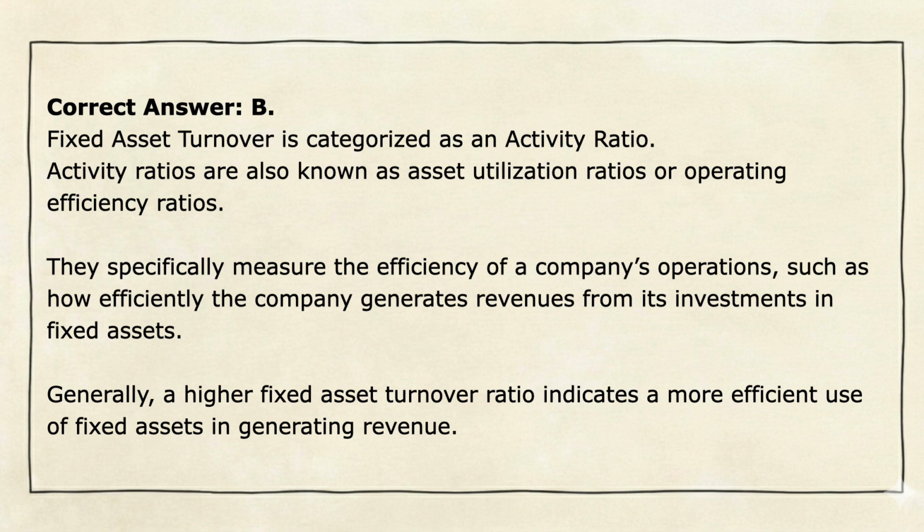Correct answer, B. Fixed asset turnover is considered an activity ratio. Activity ratios are also called asset utilization ratios or operating efficiency ratios. These ratios help us understand how well a company is using its assets, like how effectively it's turning those investments into revenue. Usually, a higher fixed asset turnover ratio means the company is using its fixed assets better to make money.